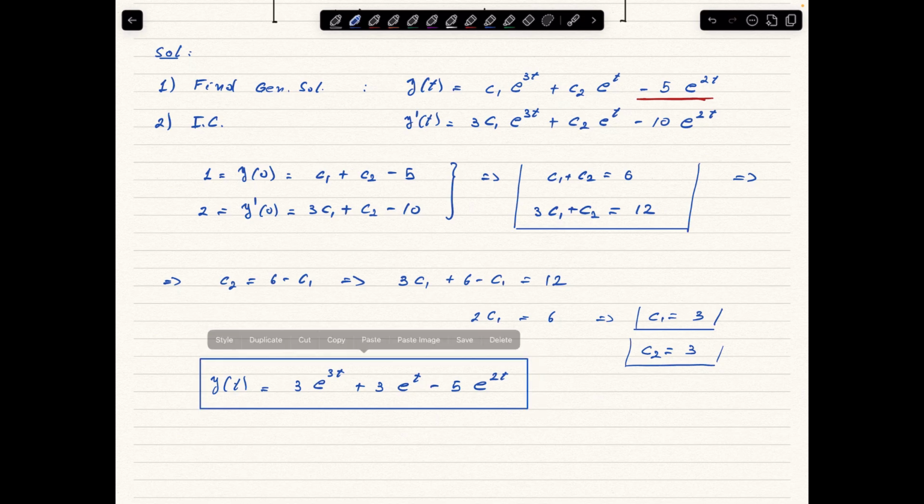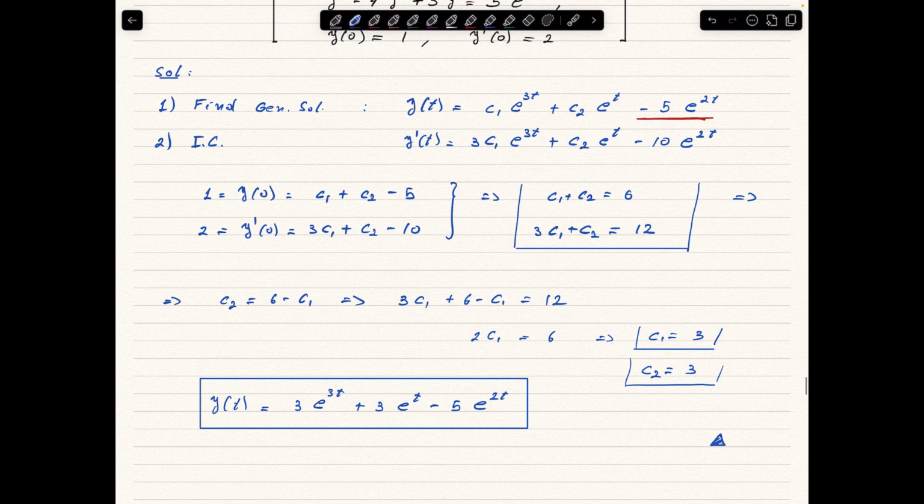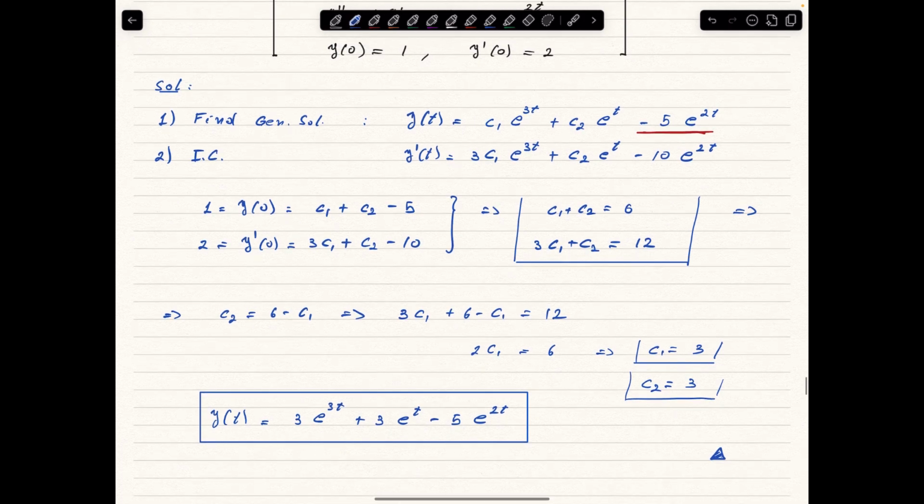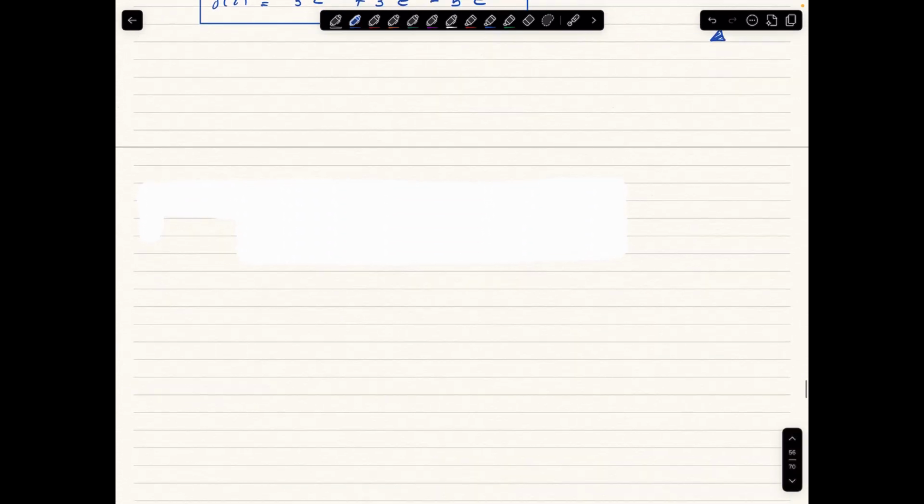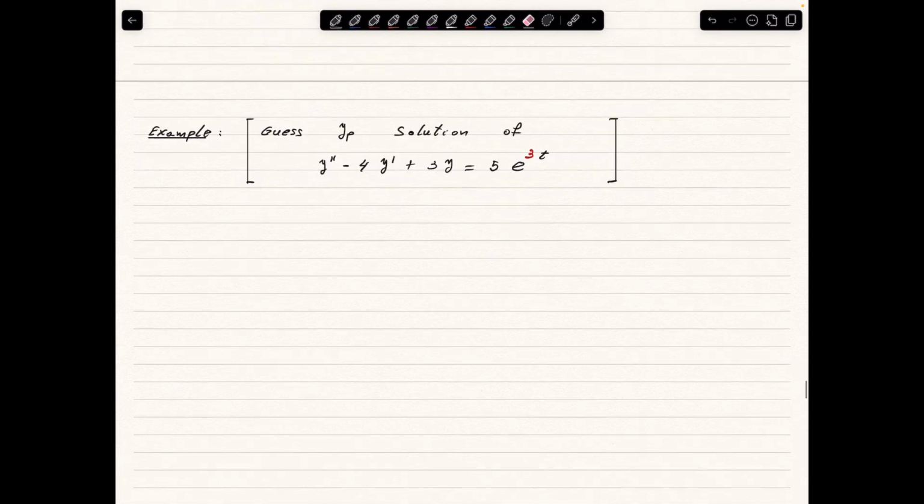And that's how we solve non-homogeneous equations by guessing a particular solution and using the general solution formula. Now, this idea does not always work, as we can see in the following example.